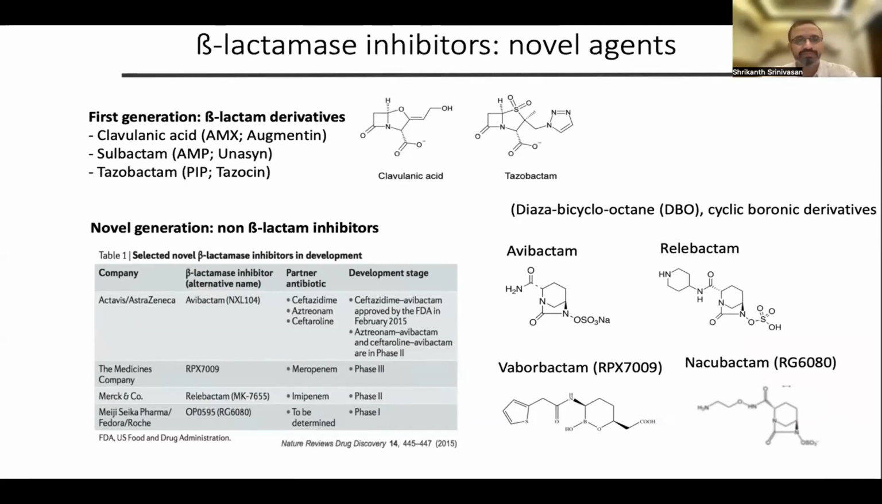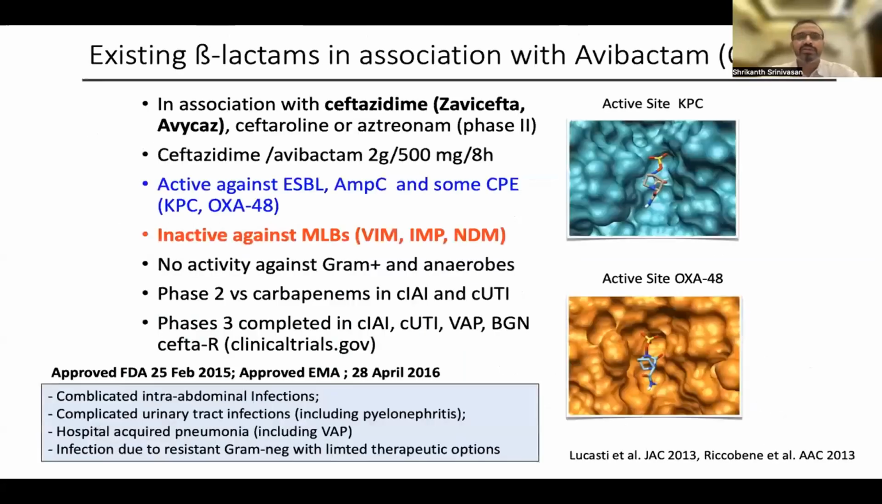For example, ceftazidime avibactam, aztreonam avibactam, ceftaroline avibactam, meropenem vaborbactam, imipenem relebactam. So these are the combinations which are available in the market now and are undergoing phase 2, phase 3 trials. So one of the newest things which is being used quite commonly right now is the existing beta-lactam with avibactam combination. Most commonly ceftazidime avibactam or Zavicefta, or a combination of aztreonam and avibactam.